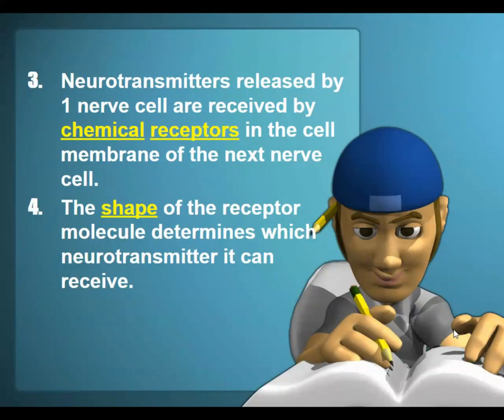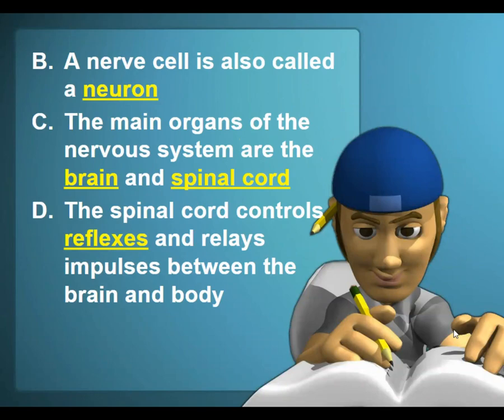Neurotransmitters are released by one nerve cell and received by chemical receptors in the cell membrane of the next nerve cell. The shape of the receptor molecule determines which neurotransmitter it can receive. A nerve cell is also called a neuron. The main organs of the nervous system are the brain and spinal cord. The spinal cord controls reflexes and relays impulses between the brain and the body.